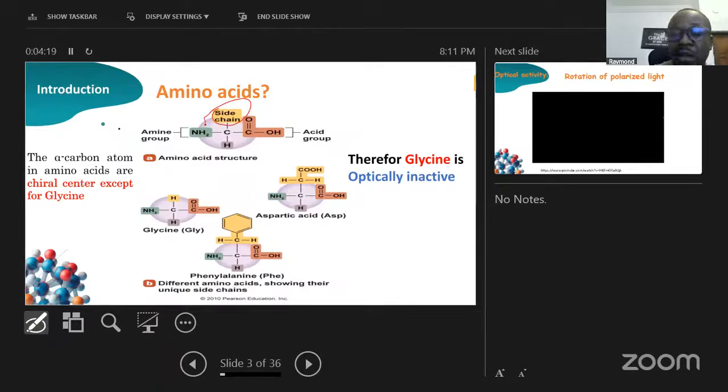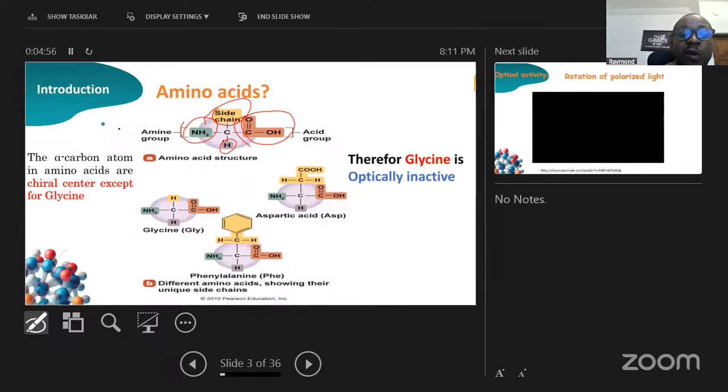Now, every amino acid will have the carboxylic group. This is a carboxylic group, the COOH. It is what makes us call it an acid. It also has an amino group, which makes us call it amino. They call it amino acid because of the amino group and the acidic group. So the amino group, the carboxylic group, and the hydrogen are common to every amino acid. The only difference between one amino acid and another is the side chain.